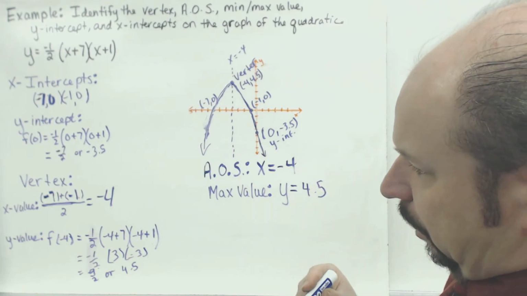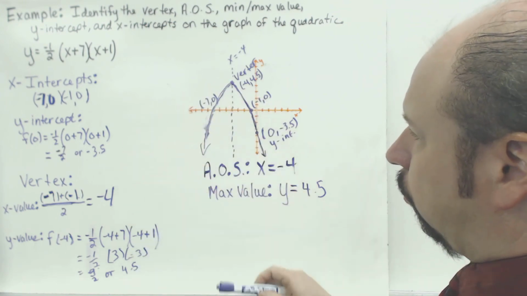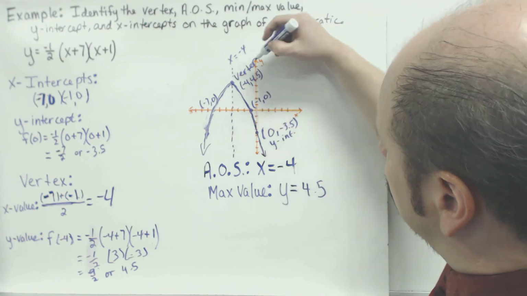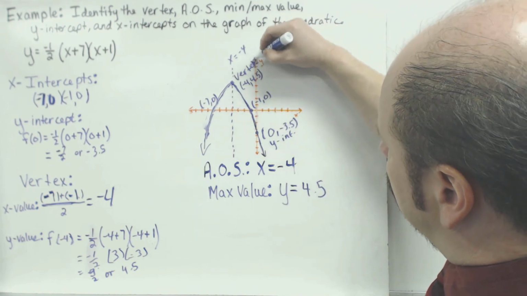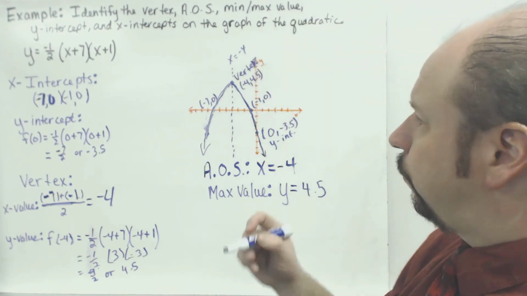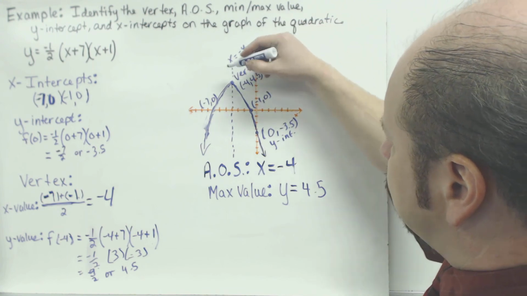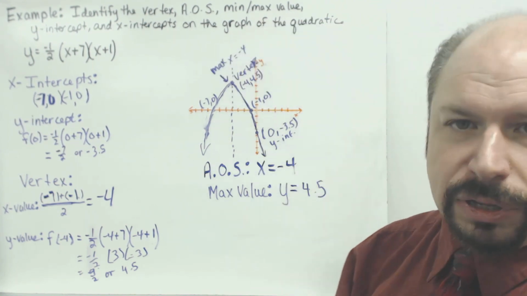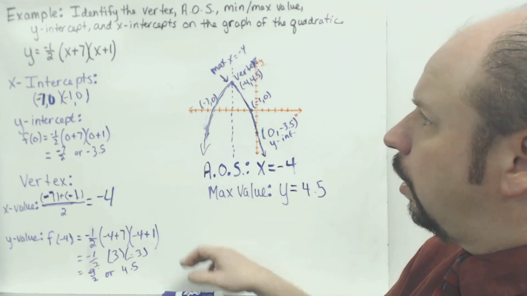So we have found everything that we need on our graph here. We've labeled them on our graph. Vertex, this is also our maximum. Okay, so we've labeled everything on our graph.